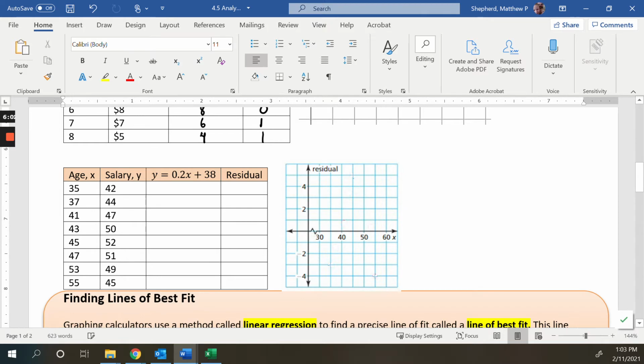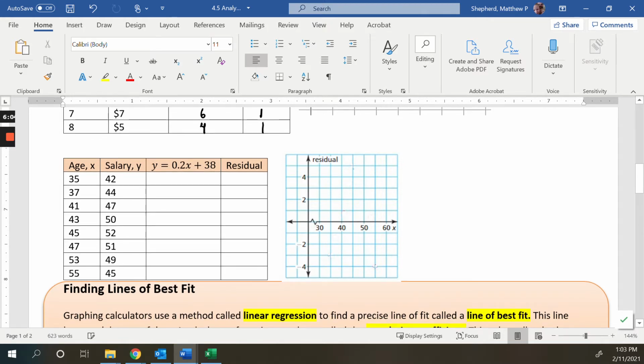All right, let's go to this next one. So we've got people's ages and their salaries. And it looks like your salary goes up by 0.2. I'm going to guess that this was talking in terms of 1,000, so 42,000 a year, 44,000 a year. So that would be saying that this is going up by $200 every year with a starting average salary of about 38,000 is what that equation would be saying.